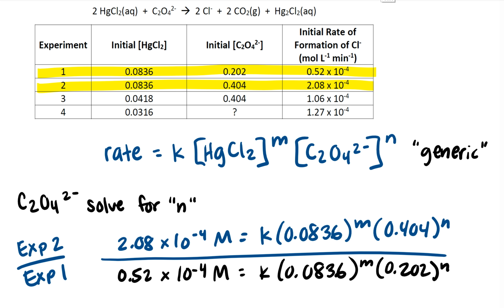Alrighty, so we can see here a few things are going to cancel out. The k's are going to cancel out. The 0.0836 to the power of m is going to cancel out. And since I already know what m is, and this is going to be helpful down the road when we get to some more complex problems, I could go ahead and substitute in the number 1 for our mercury chloride order, because we already solved for it, so you might as well just plug it in. But anyways, if you plug it in or you don't plug it in, it's going to cancel out because you have the same concentrations. All right, so now let's solve for n.